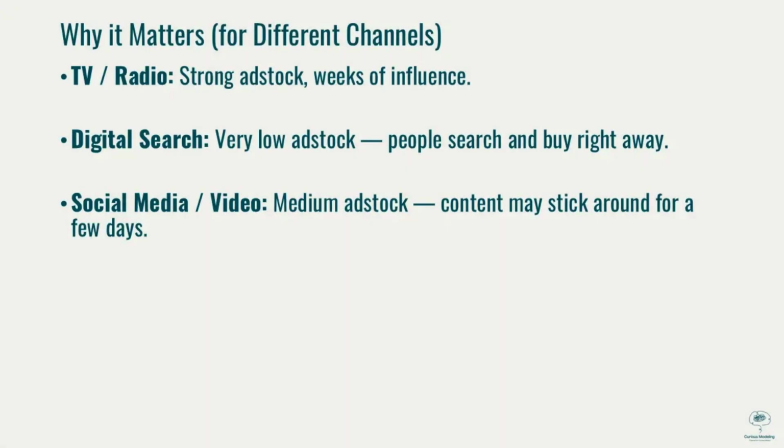So why does it matter for different channels? TV and radio, we've got strong ad stock with weeks of influence. Digital search, however, very low ad stock. People search and buy right away. We see instant attribution most of the time. And then social media or video, you've got more of a medium ad stock. Content may stick around for a few days. So this is why you don't use the same ad stock assumption across all channels. Search might decay almost instantly, while a big Super Bowl ad can ripple up to weeks.